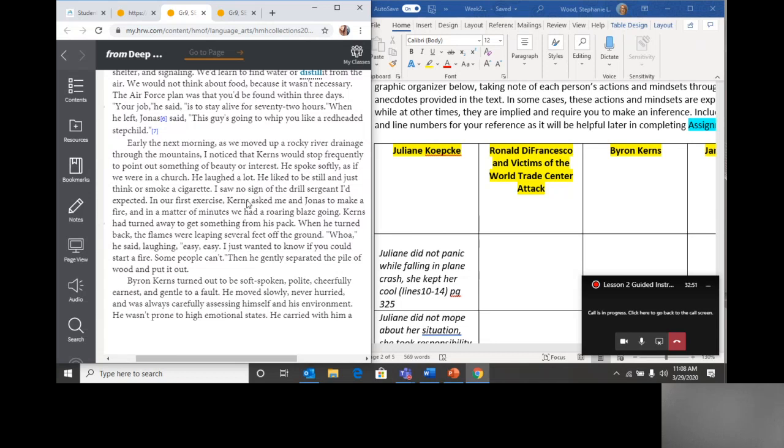In our first exercise, Kearns asked me and Jonas to make a fire, and in a matter of minutes, we had a roaring blaze going. Kearns had turned away to get something from his pack. When he turned back, the flames were leaping several feet off the ground. "Whoa," he said, laughing. "Easy, easy. I just wanted to know if you could start a fire. Some people can't." Then he gently separated the pile of wood and put it out.